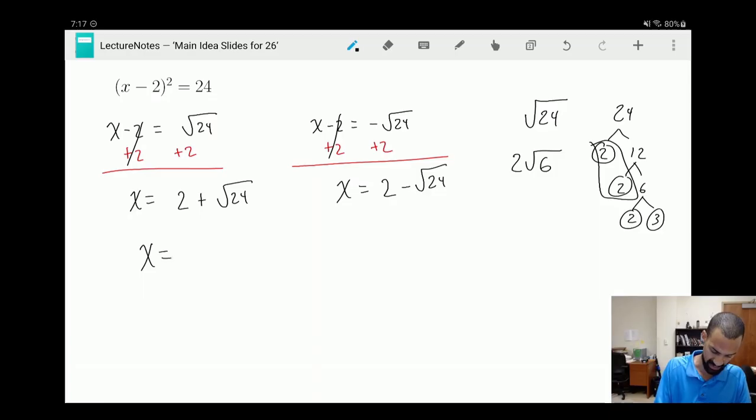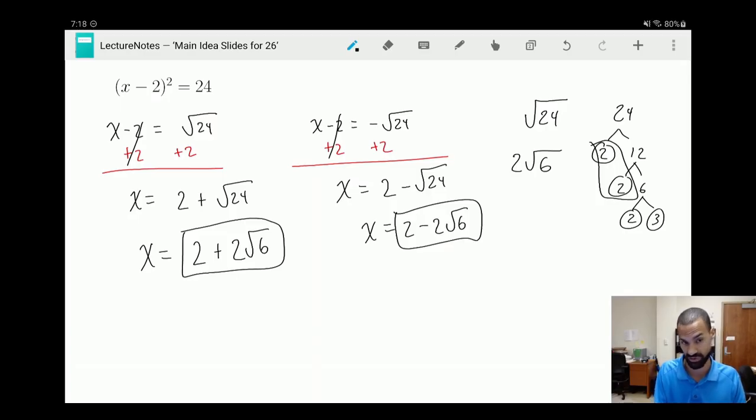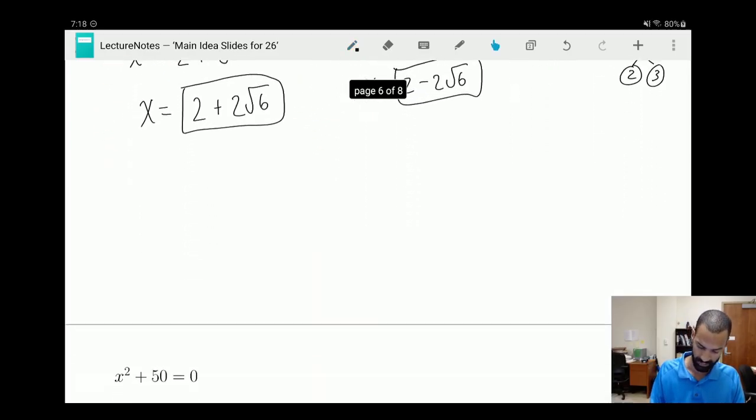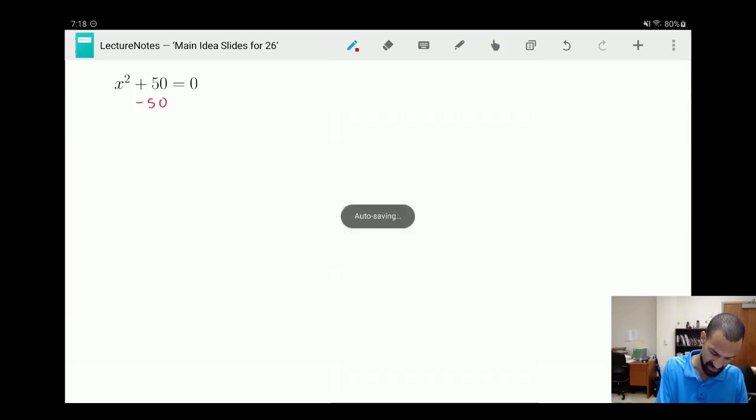So my final answers, these are kind of strange looking now. 2 plus 2 square root of 6. 2 minus 2 square root of 6. Both of those are considered exact solutions to our original equation. Again, if we wanted an approximated solution, we would just type that in the calculator. Okay, let's keep going. x squared plus 50 equals 0. Again, I want to use the square root property here, so I'm going to subtract 50 from both sides to get x squared by itself.